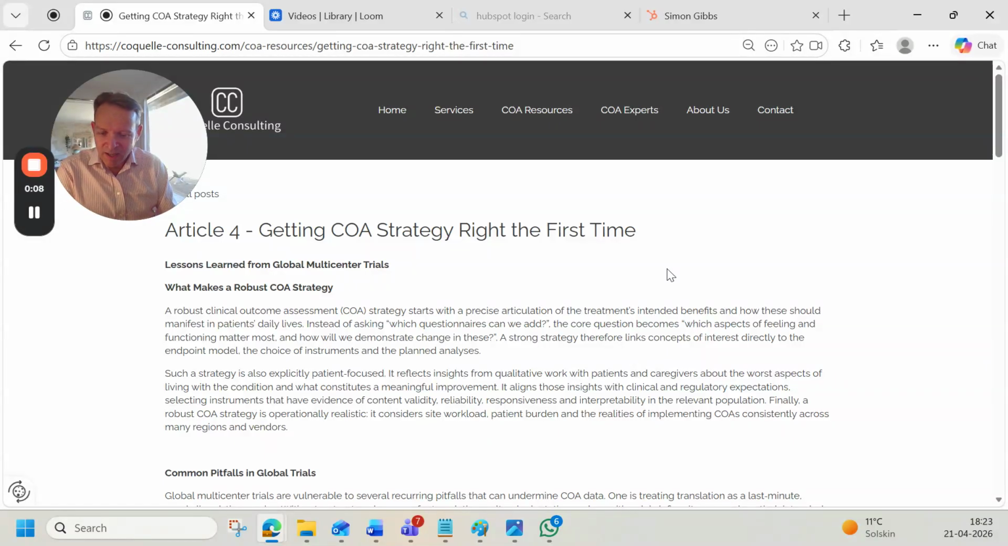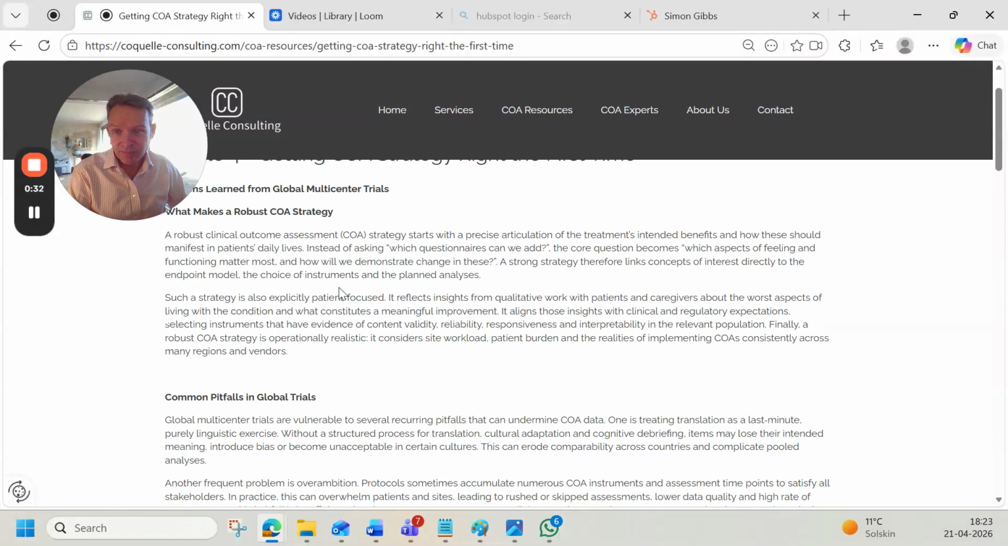Here we are at our website where you can find a lot of interesting articles about COAs. And today I'm going to read our article number 4, Getting COA Strategy Right the First Time. Lessons learned from multi-center trials. What makes a robust COA strategy?